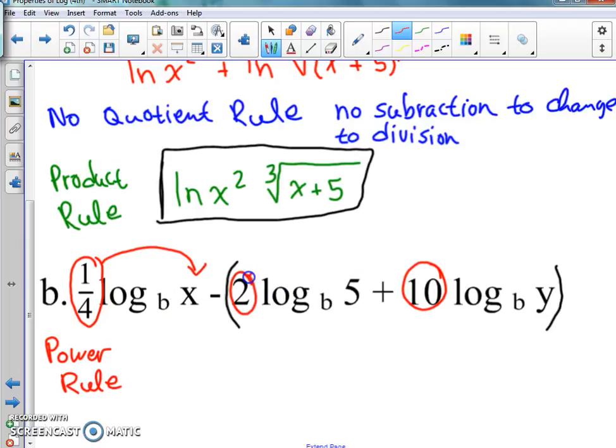So this 2 only goes with the 5, simply because it's log 5 base b, and the 2's in front of all of that. So that 2 only goes to the 5. And this 10 only goes to the y. Only. Not to the y and the 5 and the x. And that 1/4 doesn't go to all of them. It just only goes to those pieces. So make sure you don't get that confused or think it should go to that because it should be harder.